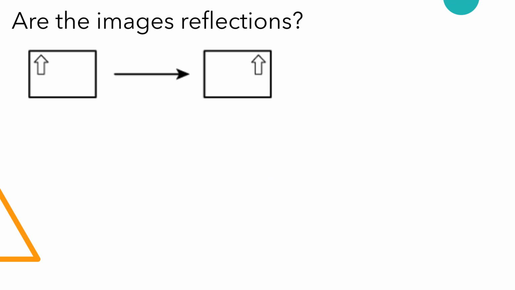Okay, this one, would it be a reflection? The answer is yes. If I were to take this and flip it over a line of reflection that is vertical, the arrow would match up with the other arrow.